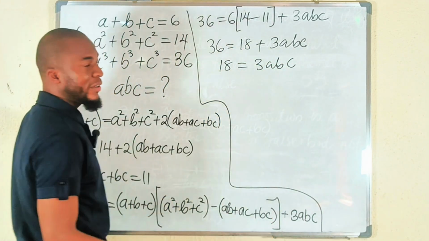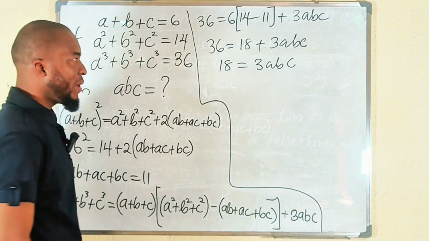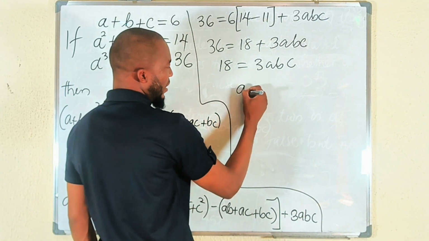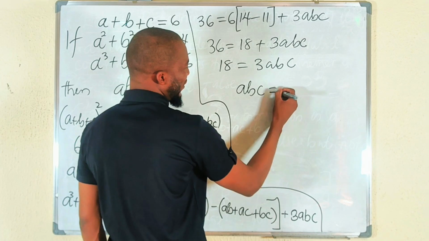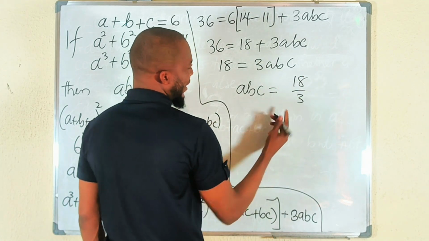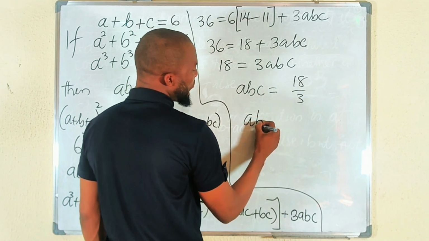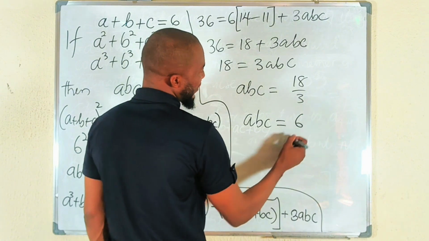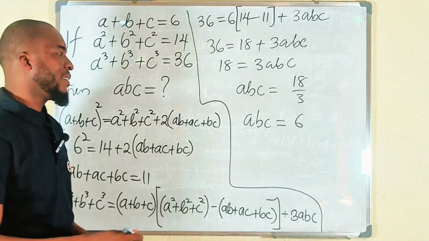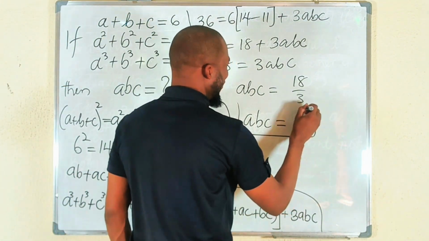And finally, you divide both sides by 3, and abc is equal to, let me write it because I have space, abc that we are looking for is 6. 18 divided by 3 is 6. Wow, very interesting question.